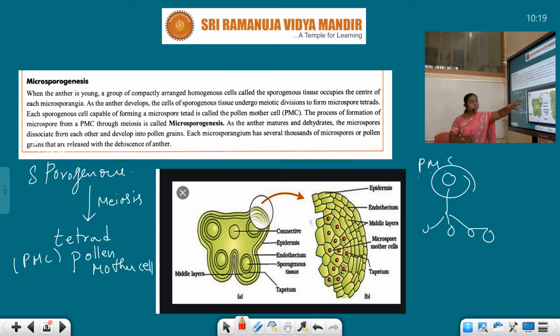See students, each microsporangium has thousands of microspores. They are nothing but the pollen grains. So they will be released out when the dehiscence of the anther happens, meaning when the anther breaks down to release the pollen grains.